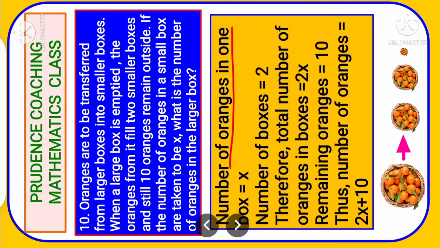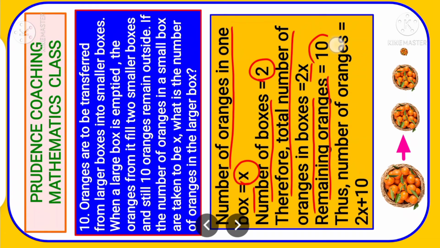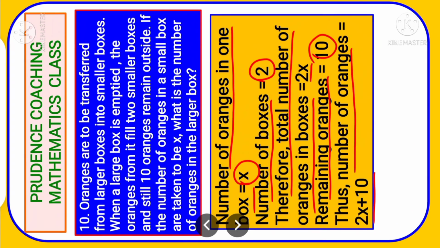Number of oranges in one box is x, that is in a small box. Number of boxes is 2. Therefore the total number of oranges in the boxes is 2x. So in these 2 boxes, how many oranges are there? x plus x, 2x, or 2 into x is 2x. Remaining oranges is 10. Thus the number of oranges in the big box or in the large box will be 2x plus 10. This is our final answer.